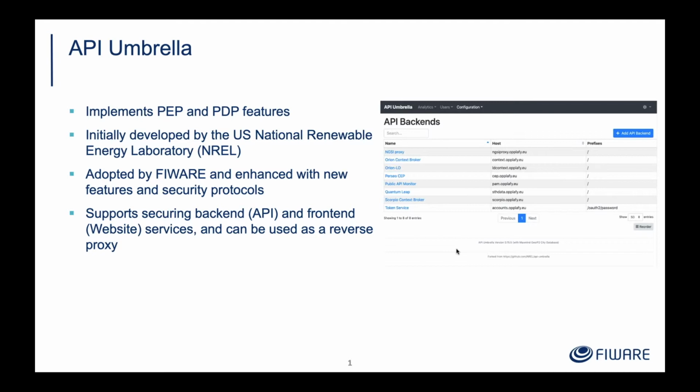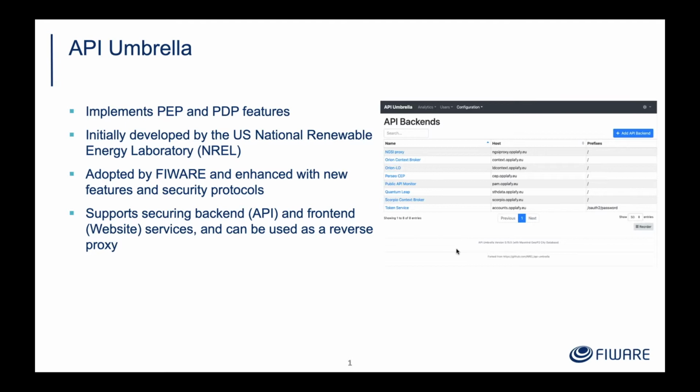The initial version of API Umbrella was developed by the US government, in particular the National Renewable Energy Laboratory, and then we adopted API Umbrella within FIWARE, and we enhanced its features with new stuff that we consider interesting, mainly features and security protocols.